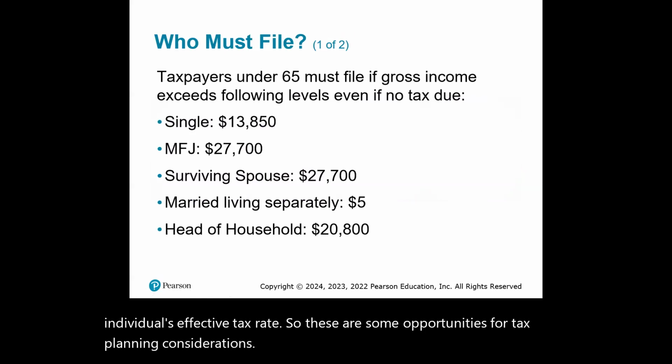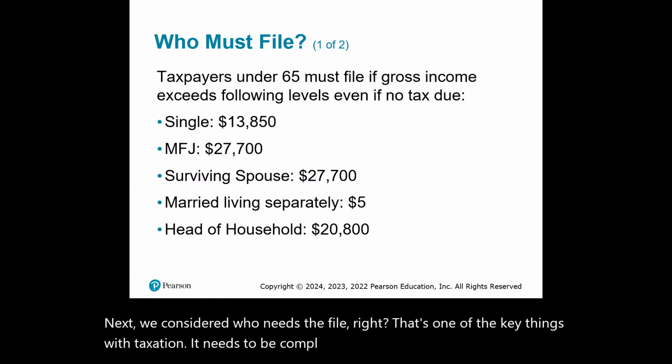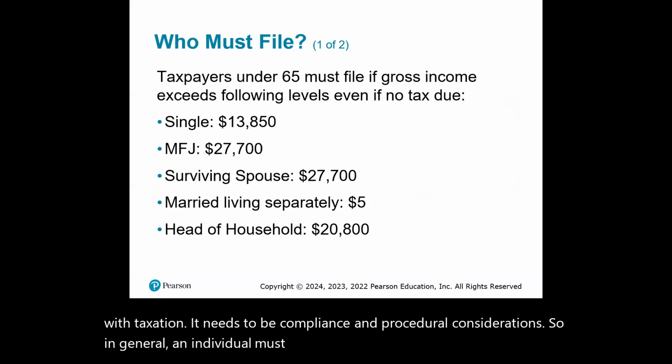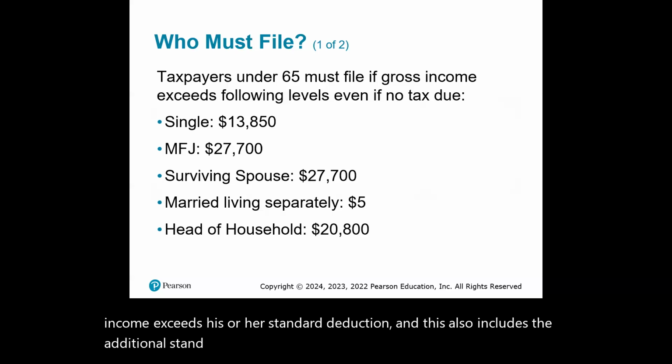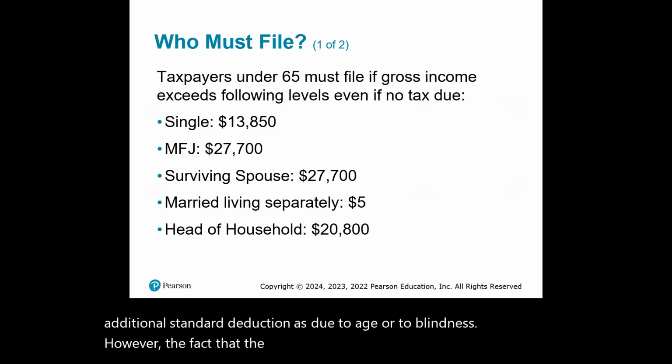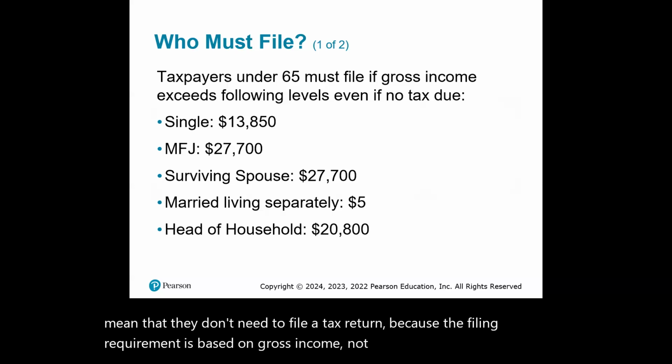Next, we considered who needs to file, right? That's one of the key things with taxation. These are compliance and procedural considerations. In general, an individual must file an income tax return if his or her gross income exceeds his or her standard deduction. This also includes the additional standard deduction that's due to age or blindness. However, the fact that the individual owes no tax doesn't necessarily mean that they don't need to file a tax return, because the filing requirement is based on gross income, not taxable income or a tax liability. So just keep that in mind.